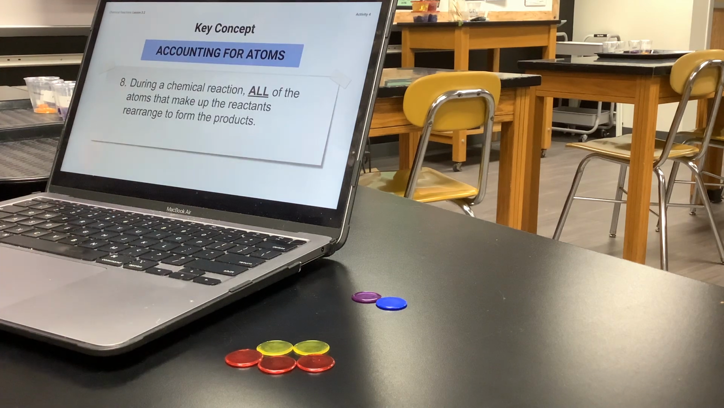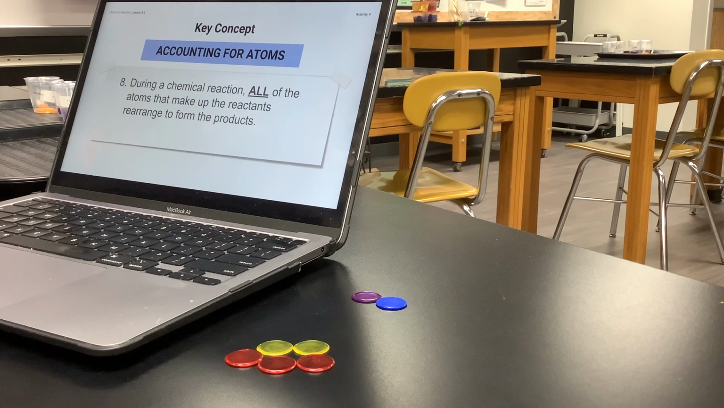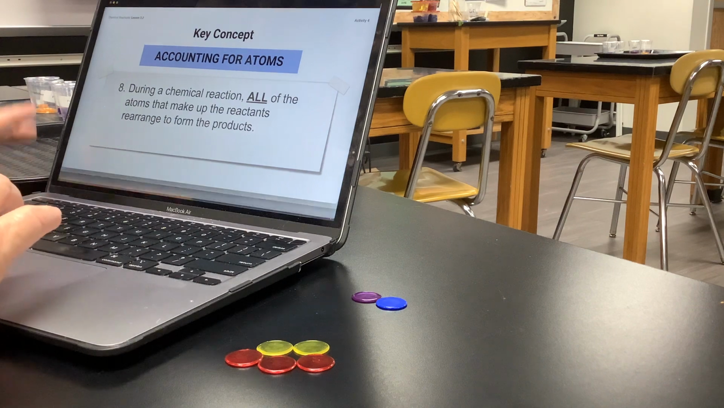All right, so we've got key concept number 8. And I think I gave that to you in the first video, but I'm going to go over it again just so that you can relate the key concept to what we've done here. It says during a chemical reaction, all of the atoms that make up the reactants rearrange to form the products. And again, this is not a great example of that.